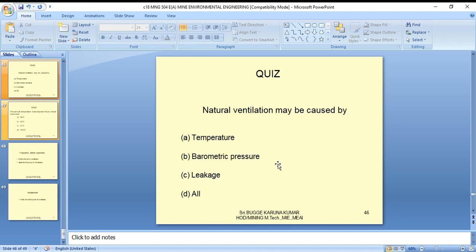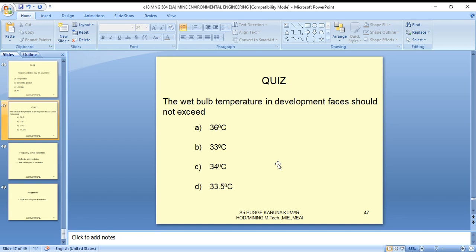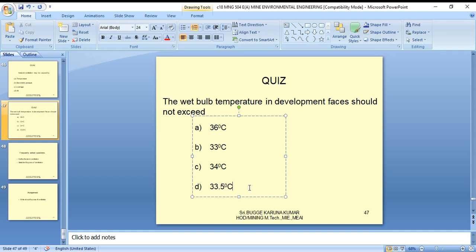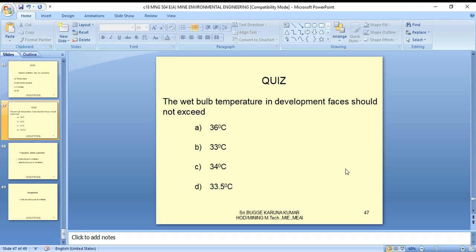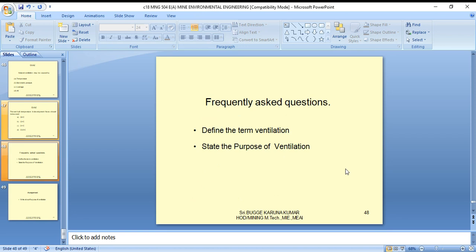Next, natural ventilation may be caused by temperature, barometric pressure, leakages. What is the answer? All of the above: temperature, barometric pressure, and leakages. The wet bulb temperature in a development face should not exceed 33.5 degrees centigrade; D is the answer. So prepare this type of quiz question for competitive examinations.